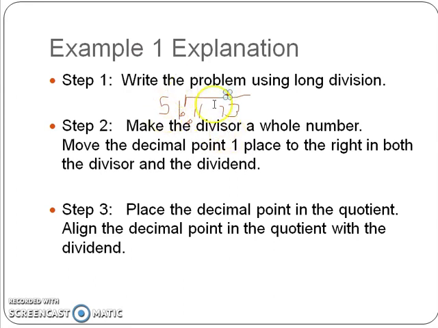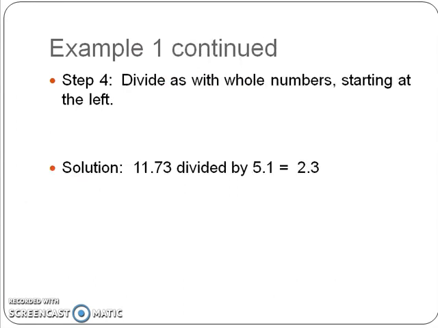Okay, now we're ready to do our regular division. So you're going to place the decimal point in the quotient and align the decimal point in the quotient with the dividend. So now you're good to go with this particular step. So we're going to start our division in our next step. And we're going to divide as if it were a whole number starting at the left. So your answer should be 2 3/10.